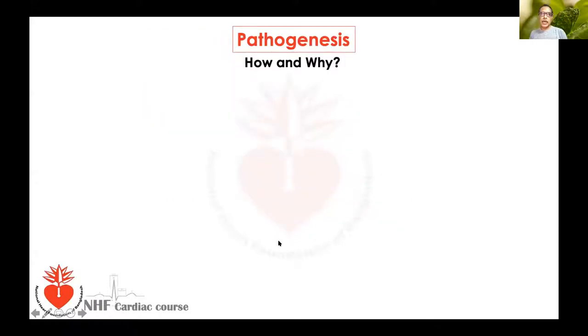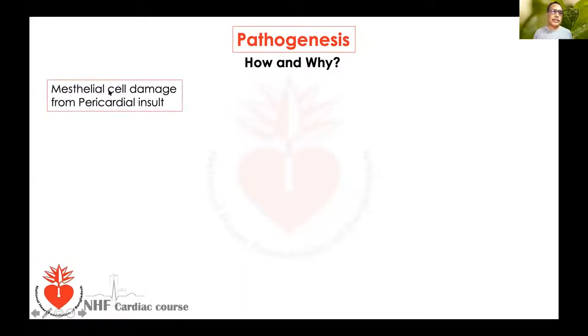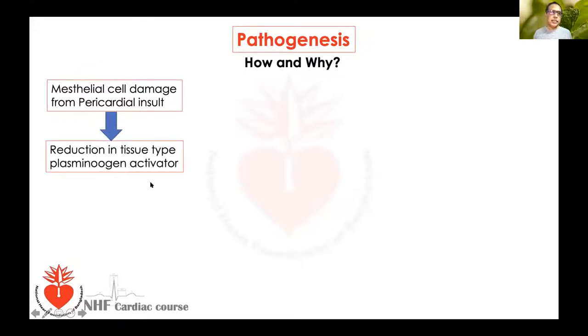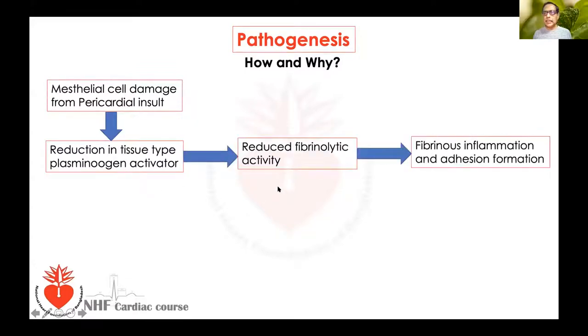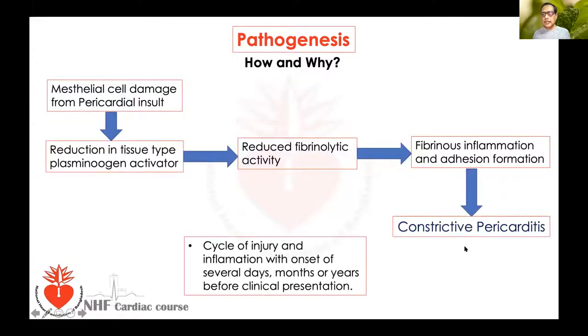Now, what is the pathogenesis? Actually, we don't know why some patients with pericarditis develop constrictive pericarditis and others do not. But there is a proposal, not yet proved, that mesothelial cell damage from pericardial insult causes a reduction in tissue-type plasminogen activator, which results in reduced fibrinolytic activity, and that results in fibrinous effusion, inflammation, and adhesion formation, resulting in constrictive pericarditis. This whole cycle may take several days, months, or years before presentation.